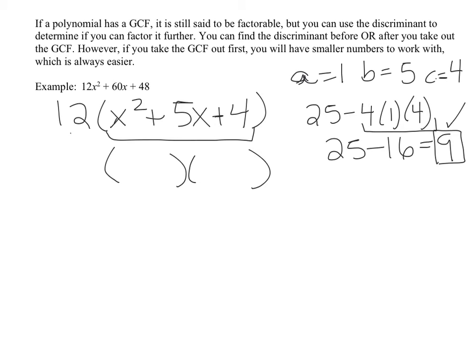The 12 is still a factor. Don't forget it. Bring that 12 down. And then I'm going to break up the x squared into x and x. The 4 can be broken up into 4 and 1. That's the only way to get 5 in the middle. Okay? So this would be my answer.